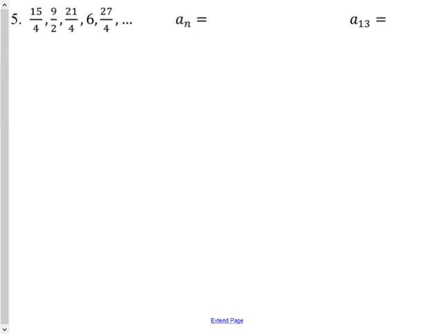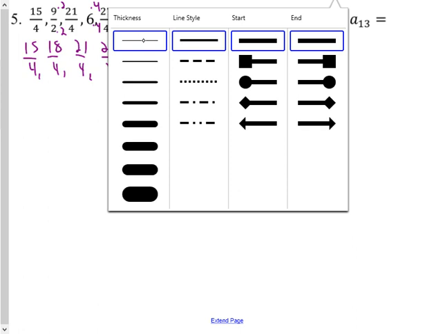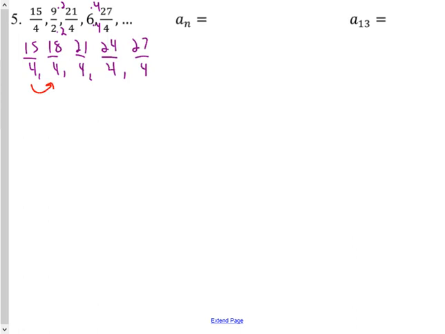Next one, another weird denominator one. 15/4, 9/2, 21/4, 6, 27/4. So I'm going to write these all as fourths. This one needs a 2, this one needs a 4. So I'm going to rewrite this as 15/4, 18/4, 21/4. Now it looks nicer. 24/4, 27/4. Now, the bottom stays the same, but that just means that we're adding a number of fourths. The top is plus 3, so this is another way to write plus 3/4.